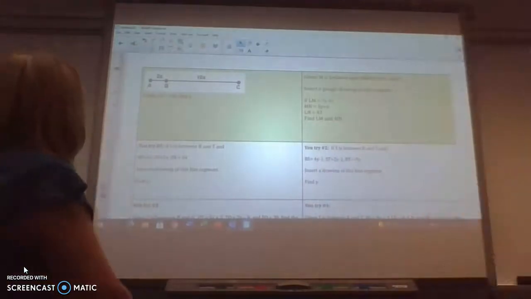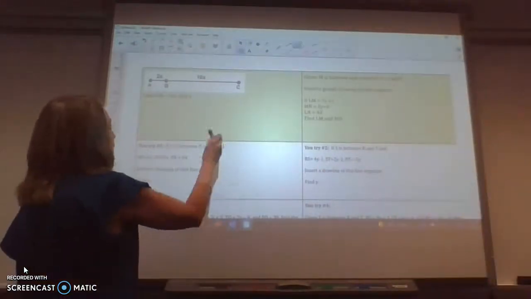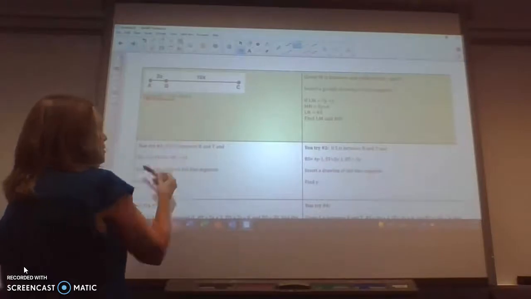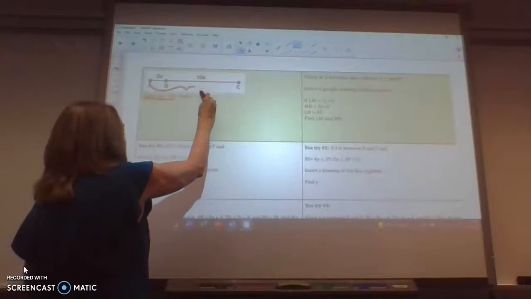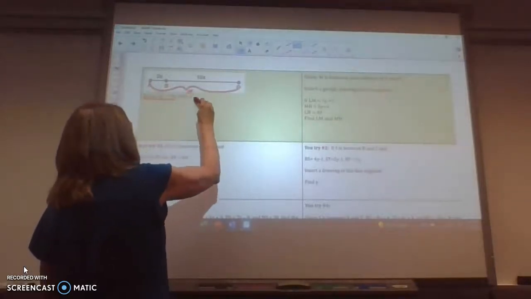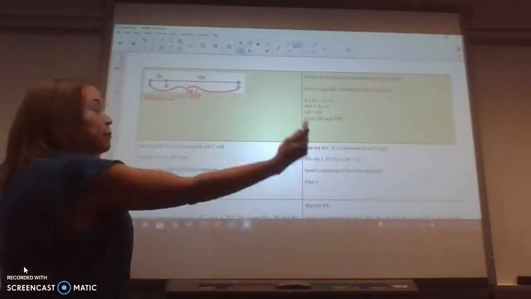So AC is 96. I'm labeling what I know. I look at what I know, and I make sure to put it on the drawing. AC is 96. The whole thing is 96. The big piece is 96.